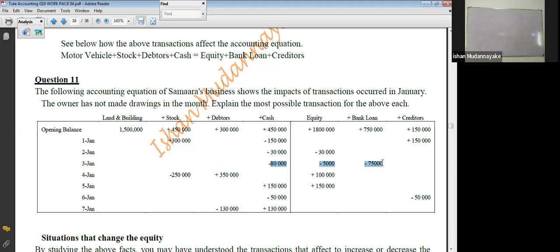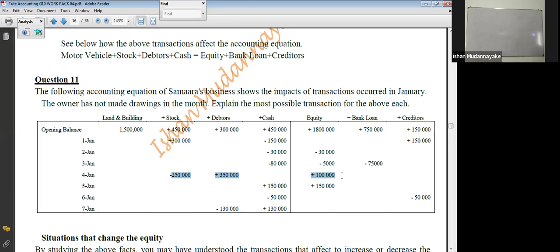Transaction number four. Here, sold 250,000 stocks for 350,000 on credit basis. Write down the fourth one: sold 250,000 stocks for 350,000 on credit basis, 4th January, on credit basis.